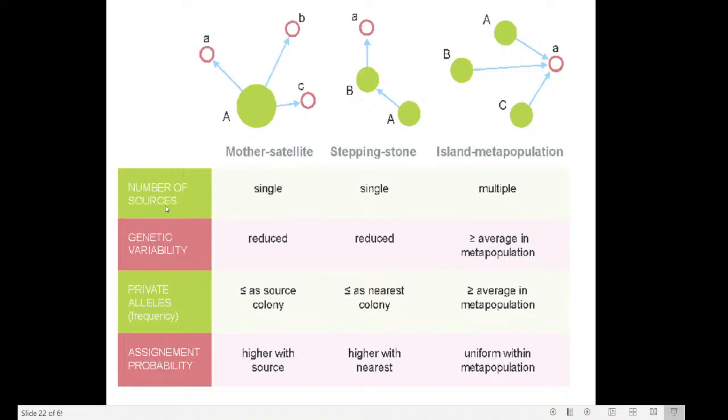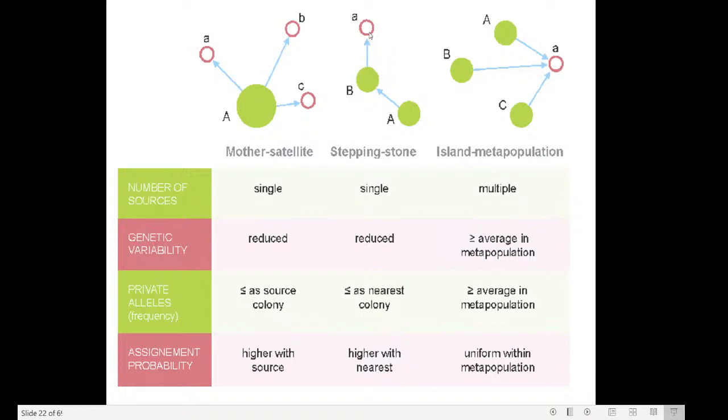various concepts. In the single-source case, the genetic variability is reduced, and private alleles are less than in source colonies. It's higher with the source. The assignment probability is higher with the source. Here in this population you can see three subgroups. Here you can see two subgroups, with one subgroup having two main groups.